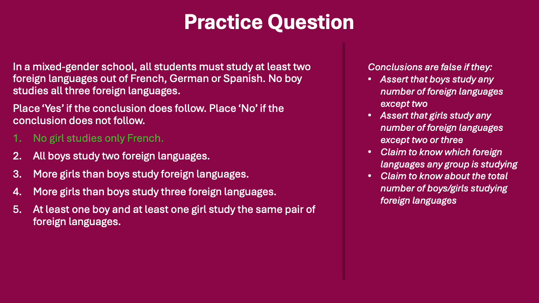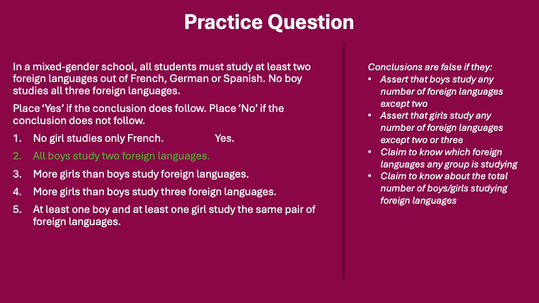No girl studies only French. Now think about it. Is that a logical conclusion from what we've been told? Now one of the things that we said we knew to be true was that all girls study either two or three foreign languages. For a girl to only study French would imply that she studies only one foreign language, which we know cannot be true. So yes, this conclusion does follow.